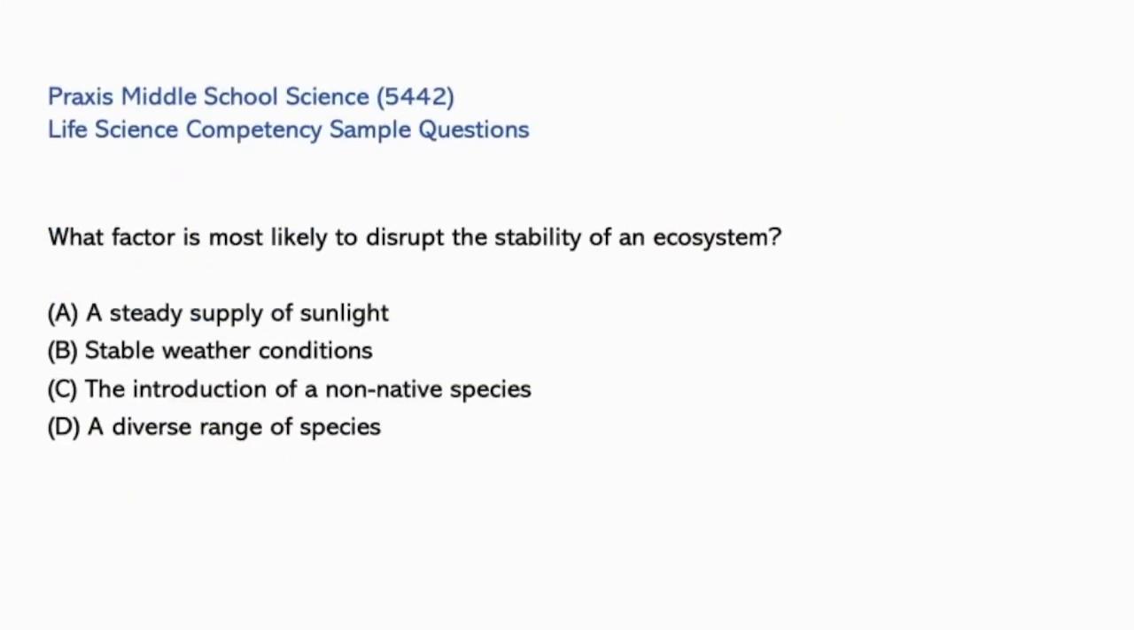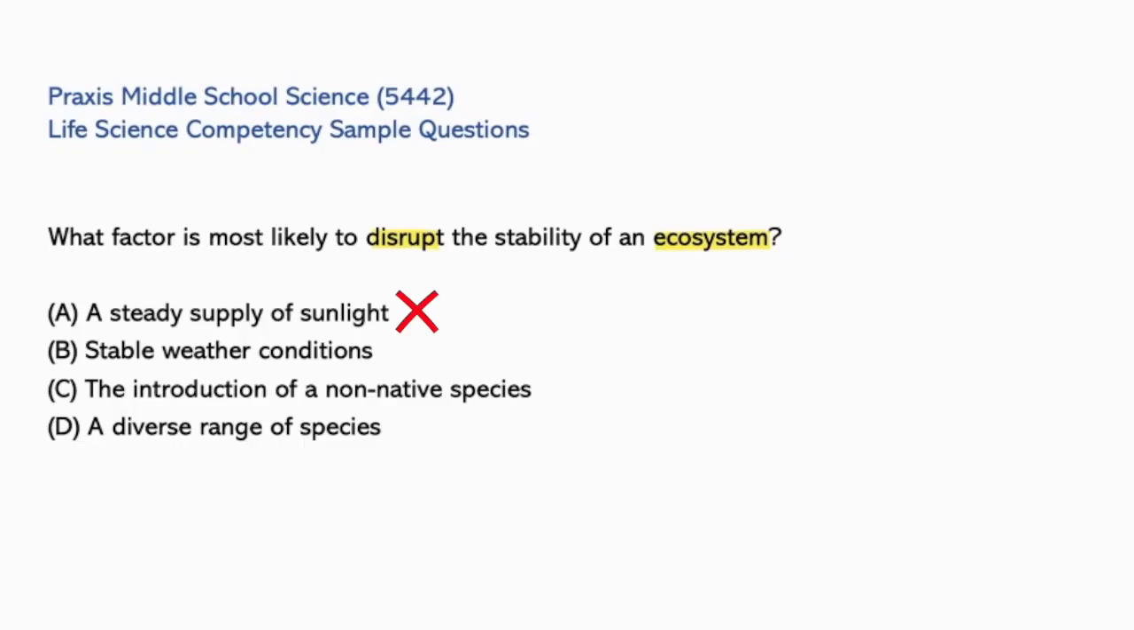What factor is most likely to disrupt the stability of an ecosystem? A. A steady supply of sunlight. B. Stable weather conditions. C. The introduction of a non-native species. Or D. A diverse range of species. When you see the words disrupt ecosystem, look for change or imbalance.